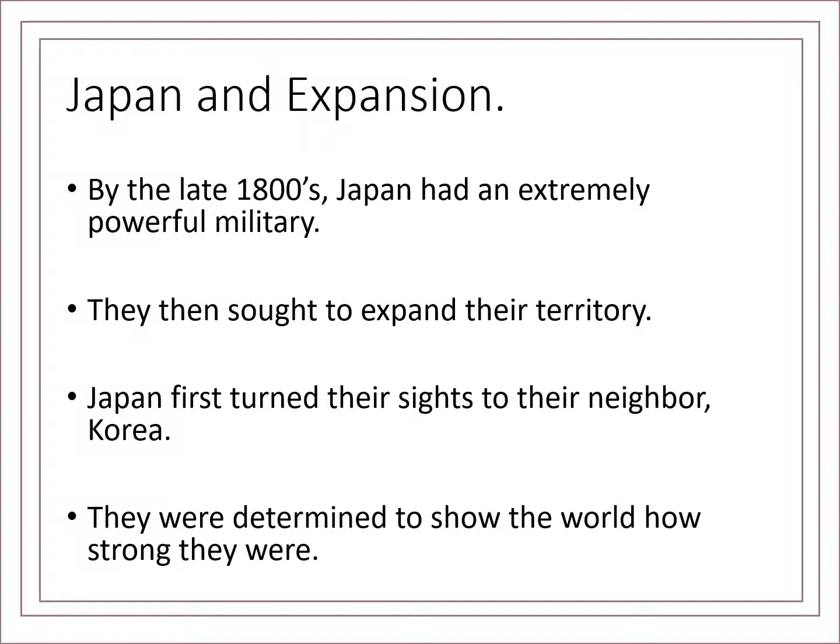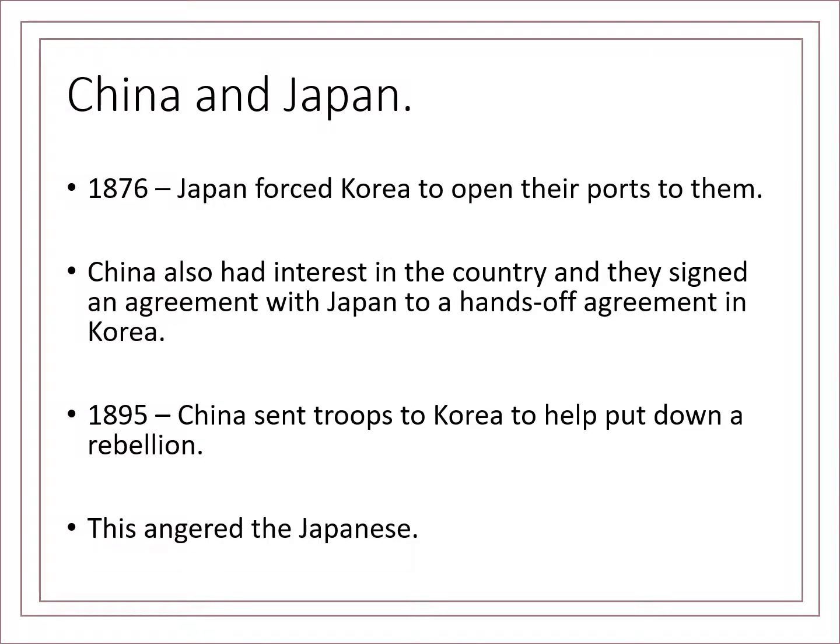By the late 1800s, Japan had an extremely powerful military, and then they sought to expand their territory. Japan first turned their sights to their neighbor, Korea. They were very determined to show the world how strong they were. In 1876, Japan forced Korea to open their ports to them. China also had interest in the country, and to avoid a conflict, the Chinese and the Japanese decided to sign an agreement that they would have a hands-off policy in Korea, since both sides had interest there.